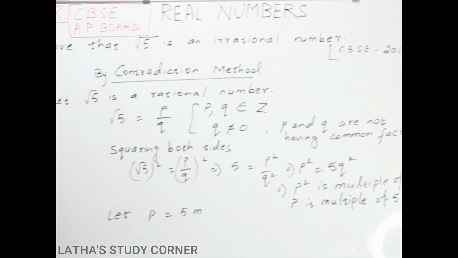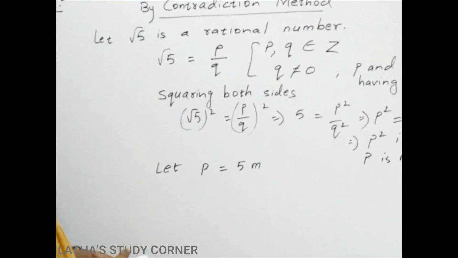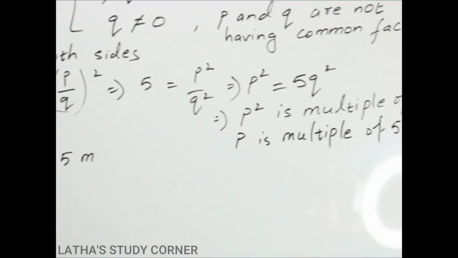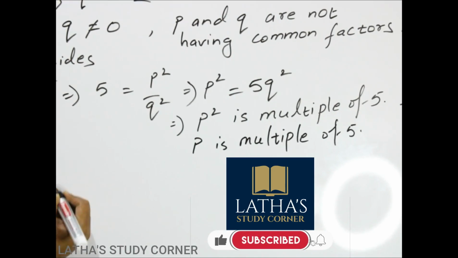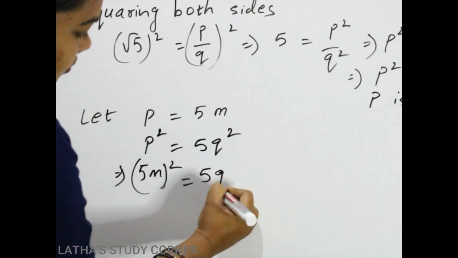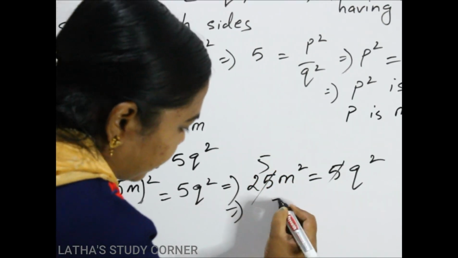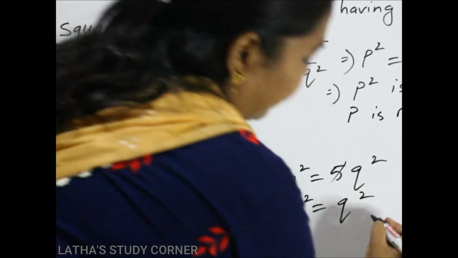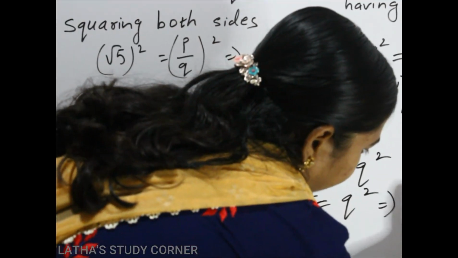Now let us consider p is equal to 5m. Why? Because as p is a multiple of 5, we will take p is equal to 5m, and this one we will substitute in this equation. So what is the equation? p square is equal to 5q square. Here we will substitute p is equal to 5m. 5 ones are 5, 5 fives cancel, it became 5m square equal to q square. So here you can see friends, q square equal to 5m square. It means q square is a multiple of 5.